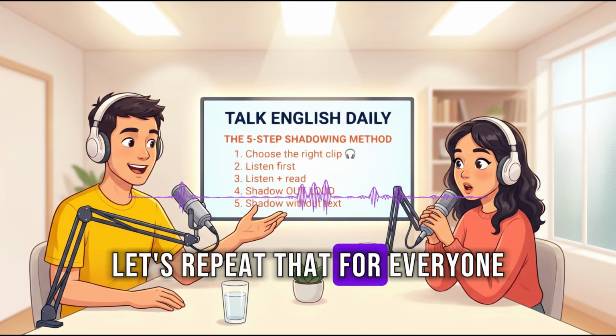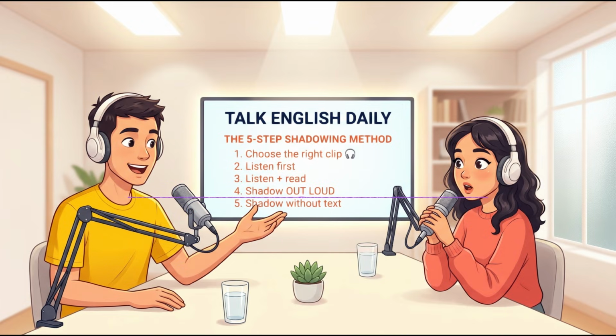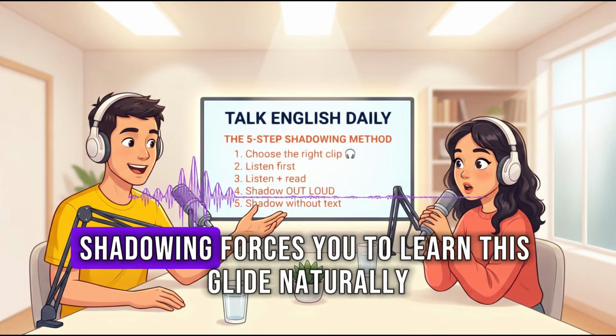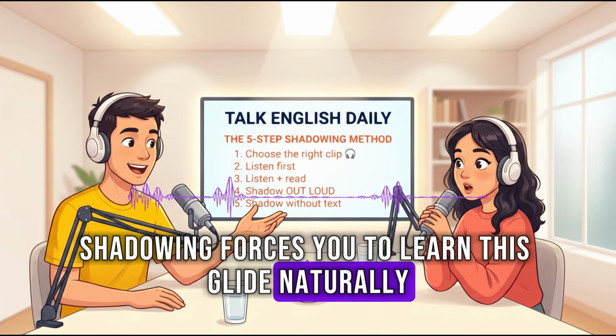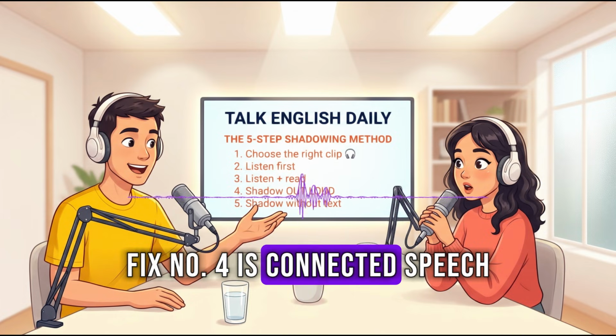Wow, let's repeat that for everyone. The apple. The dog. The apple. The dog. Shadowing forces you to learn this glide naturally. That is so cool. Okay, fix number 4 is connected speech.